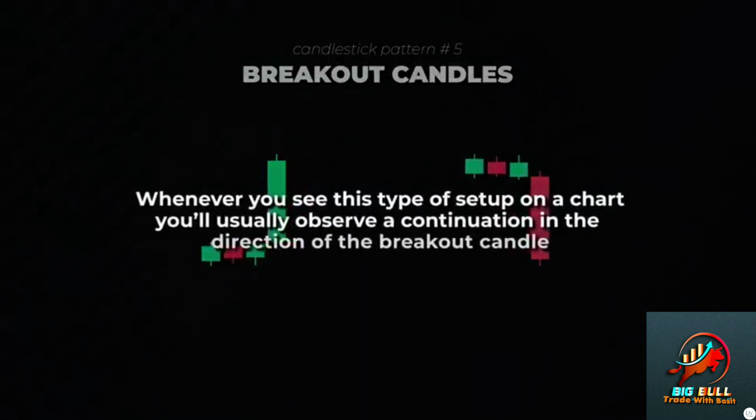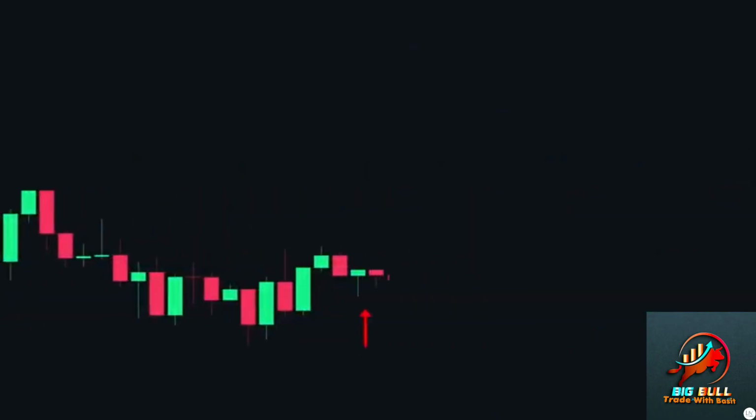Whenever you see this setup on a chart, you'll usually observe a continuation in the direction of the breakout candle. Let's look at an example. Here, the price formed a series of small candles before a large green candle appeared, forming a bullish breakout pattern. This signals that the trend will likely continue upward. To trade this setup, you can enter a buy position at the close of the breakout candle, with a stop loss placed at the opening price of the breakout candle.